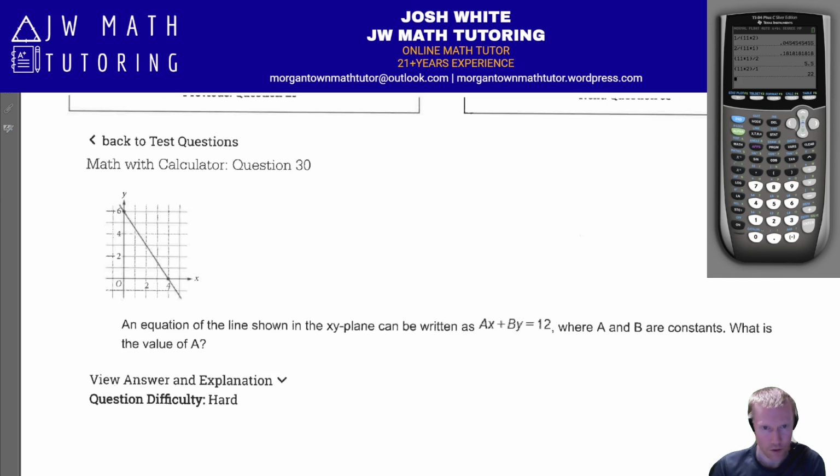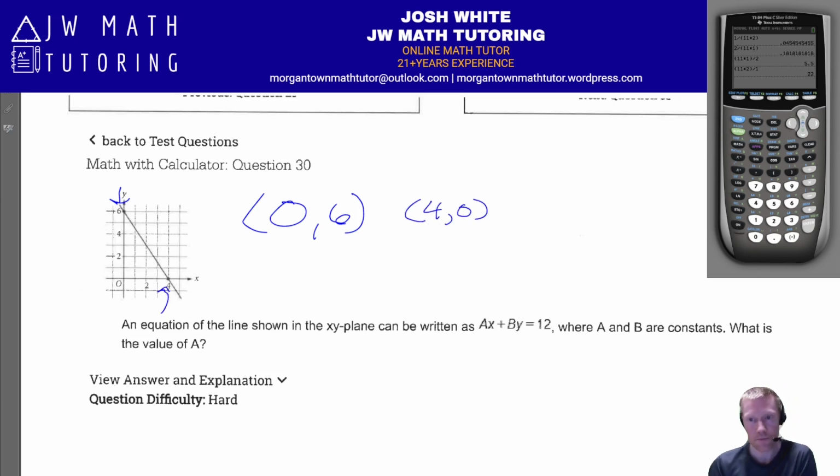Notice that first of all, the y-intercept is going to be (0, 6) right here. Also notice you have an x-intercept of (4, 0). So, okay, how do we want to do this? One easy way would be to find the slope of the line. You could plug these two points in using y2 minus y1 over x2 minus x1, but I'm just going to count.